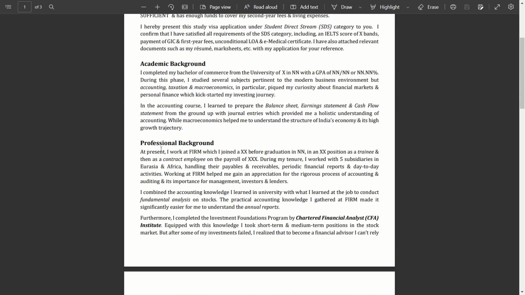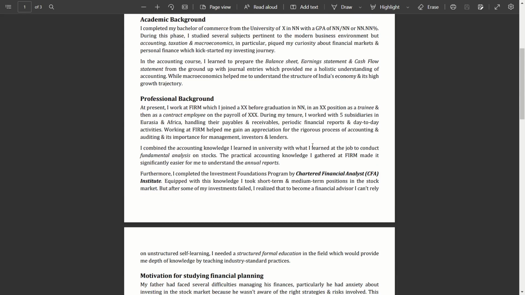Next, I talk about my professional background, which is again in commerce. So I say that I've been working in this firm and I joined here, and I've been working and doing a lot of stuff in accounting and all. So I prepared this. I got this experience and all, which helped me to implement my knowledge that I gained in university in practical life. And again, I am connecting that to stock market, which is again connected to financial planning and wealth management, and all the other domains like that, like financial advisory.